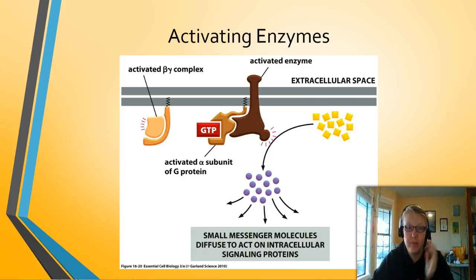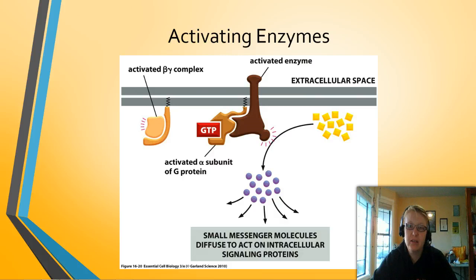Here's another example, and this is where the alpha subunit is actually going to do the activating. In this case, we're going to activate an enzyme. Once again, the GPCR is going to receive that signal and pass it across the membrane to these G proteins. The alpha subunit is going to become active, and the beta gamma subunit will be activated as well, and it may have a different function, but at this point we're just focusing on what alpha is going to do. Alpha is going to travel to an enzyme and activate it. This enzyme is going to turn on and create more secondary messengers.